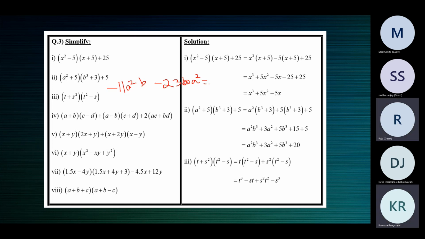A square b. Does it sound the same? Yes, ma'am. What is a raised to the power? The a is raised to the power what? 2, ma'am. In both? Yes, ma'am. And b is raised to the power? 1. In both? Yes, ma'am. Like terms. The order is different, but they're like terms. If I write minus 11 a square b and minus 23 b square a, they're not like terms.